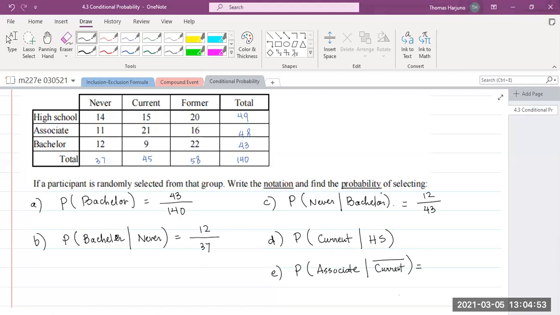Okay, let's work on this. How many people with high school diploma as the highest education level? Yeah, 49, right? Of these 49 people who has high school diploma as highest education level, there are 15 of them current smoker. So that will be 15 out of 49.